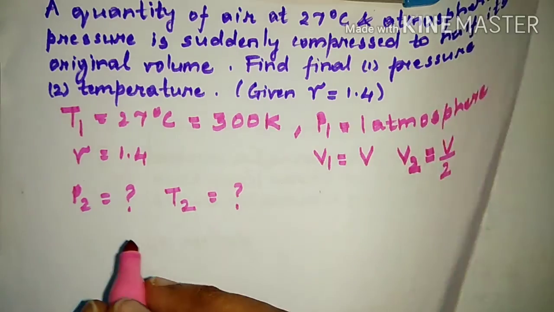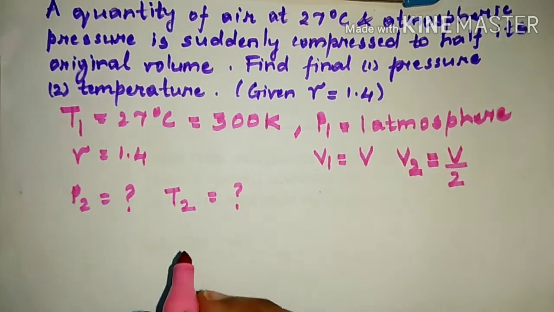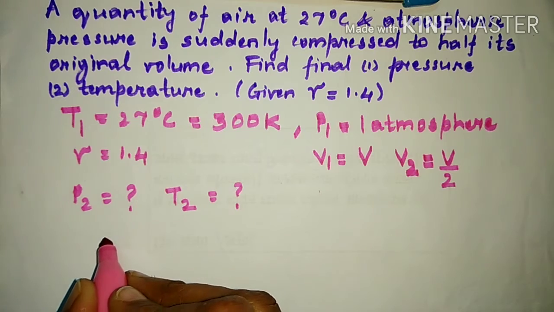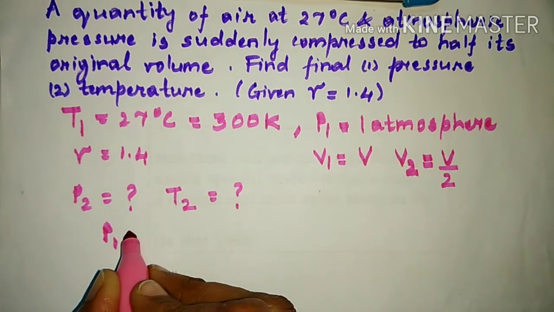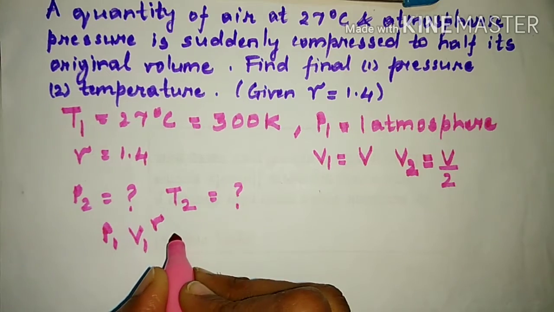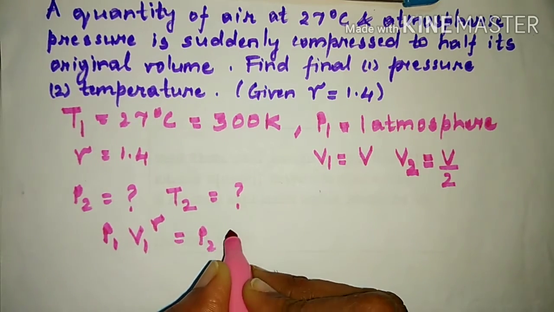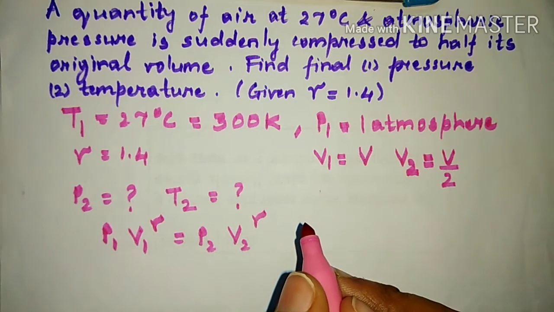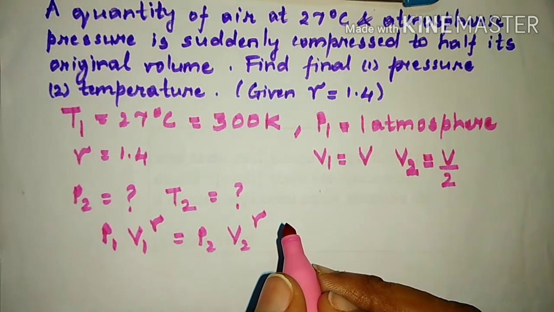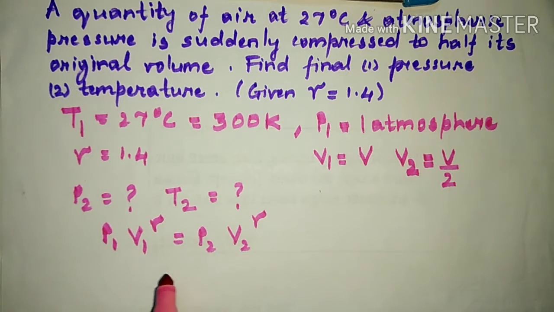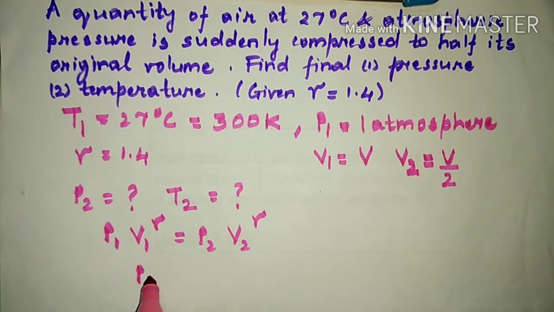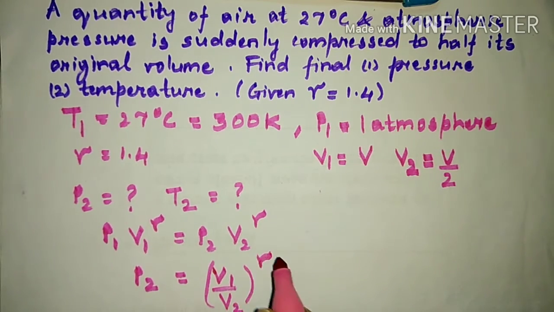As it is a sudden compression, it is an adiabatic process. So we will use the equation P1 into V1 raised to gamma is equal to P2 into V2 raised to gamma. As we need to find P2, rearrange this equation. P2 is equal to V1 upon V2, the whole raised to gamma, into P1.